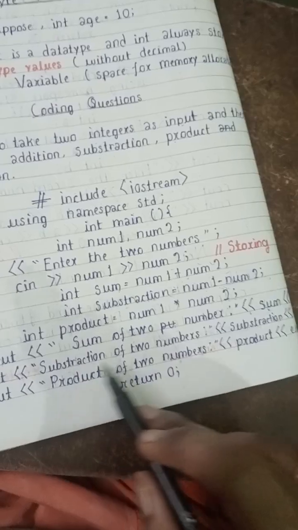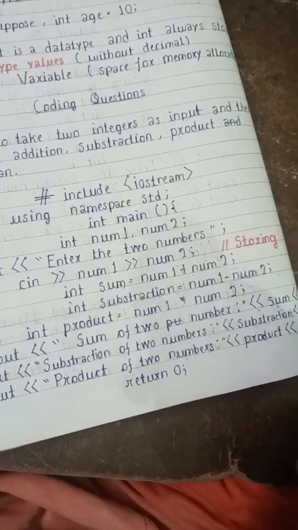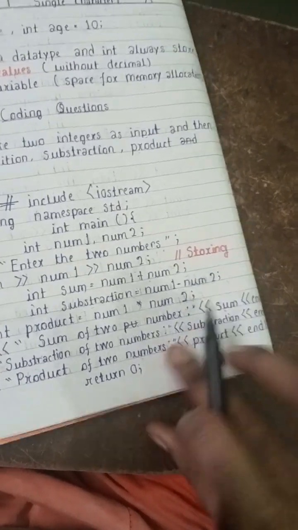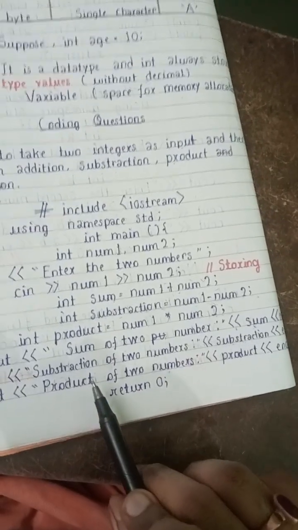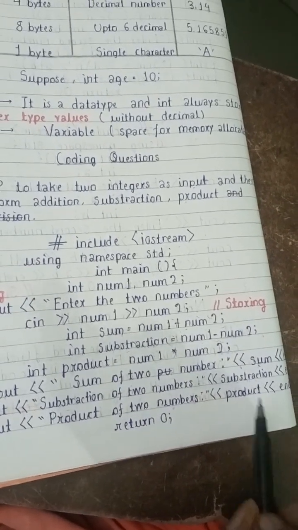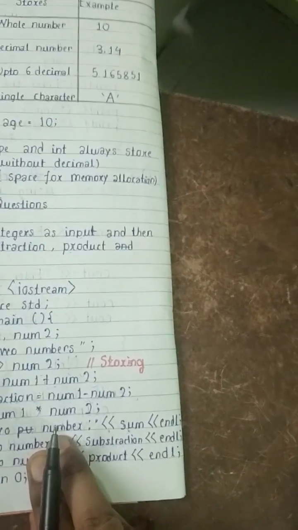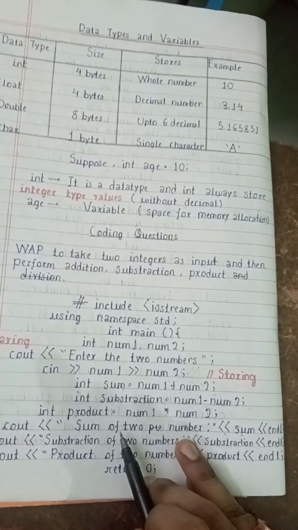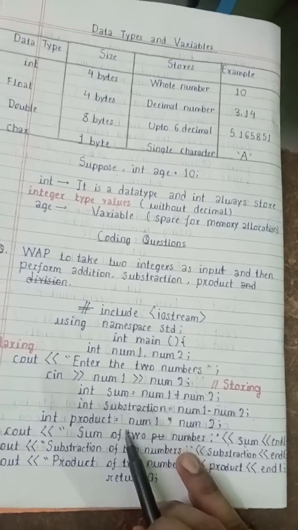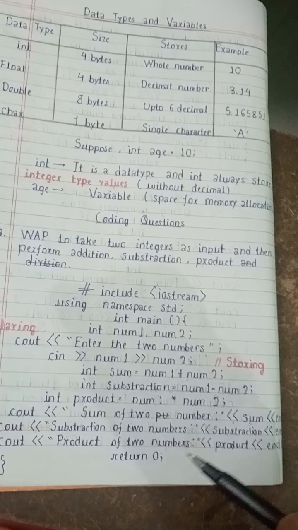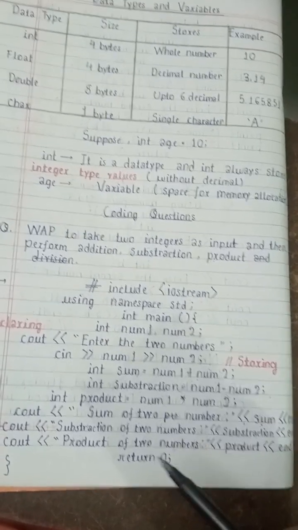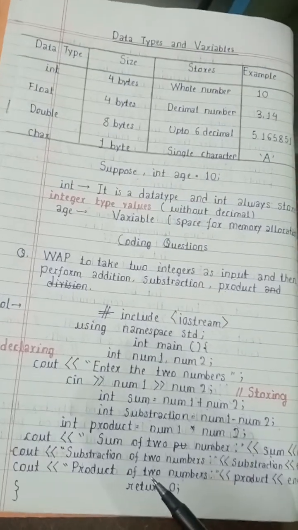Same thing for subtraction and the product. We will write subtraction of the two numbers, and write endl, and then we will write product of the two numbers, and then product and endl. Please note that the use of endl in C++ is very important. It will print the output on different lines, and then at the last we will write return 0 in the code in C++.